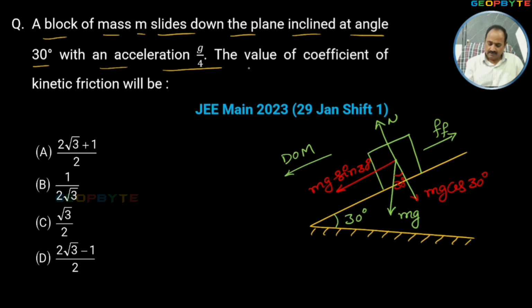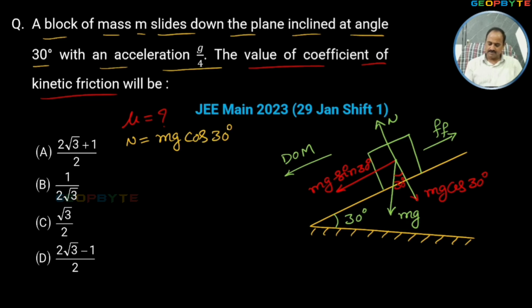Okay. Then the value of the coefficient of friction. You are asked to decide the coefficient of kinetic friction. Coefficient of kinetic friction mu k, or simply mu, equal to how much? Okay. For that you need to resolve the forces. Here N must be equal to mg cos 30 degrees. And the body is moving down, so mg sin 30 degrees minus frictional force must be equal to mass times the acceleration.